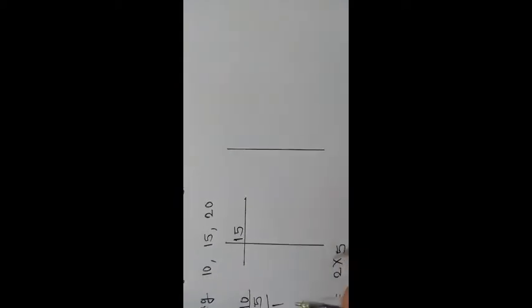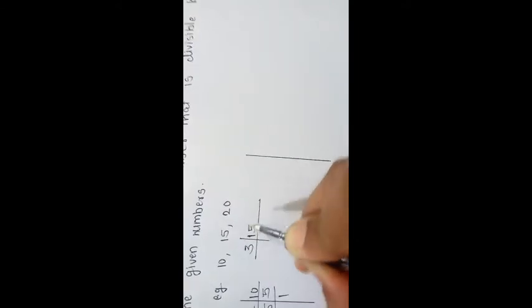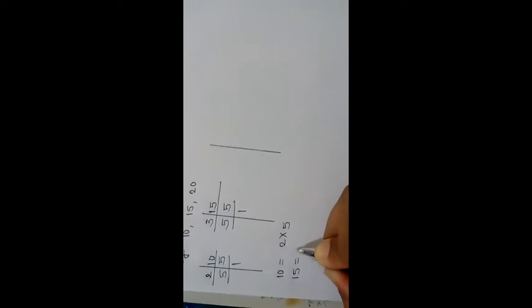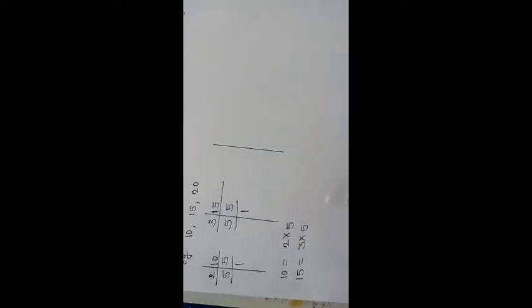10 is divisible by 2. 2 fives are 10 and 5 is a prime number, so 5 ones are 5. So factors of 10 are 2 into 5. Now see factors of 15. 3 is a prime factor of 15. 3 fives are 15 and 5 ones are 5. So factors of 15 are 3 into 5.